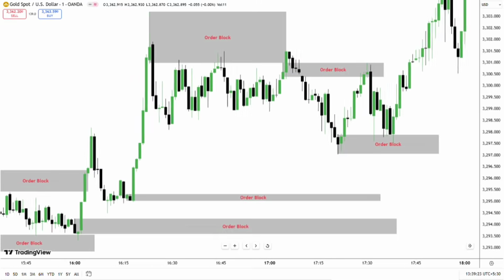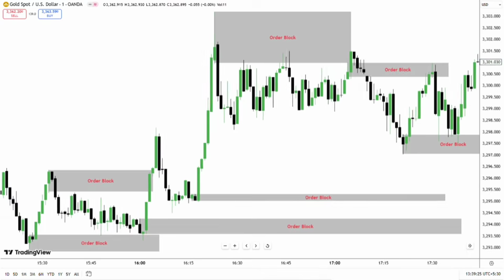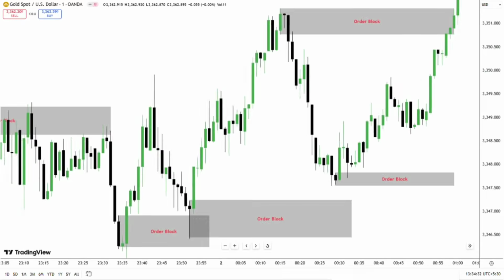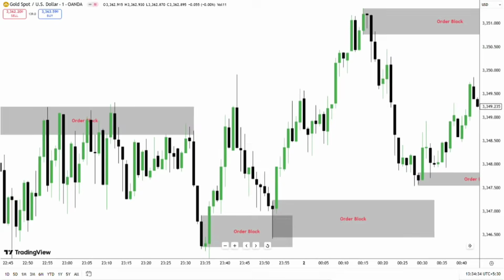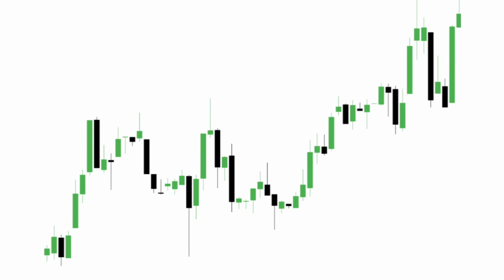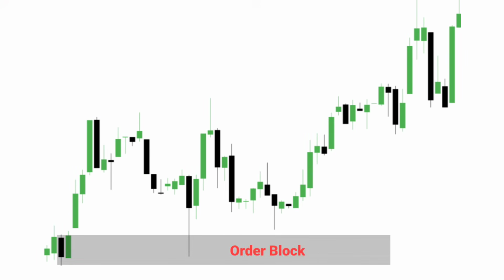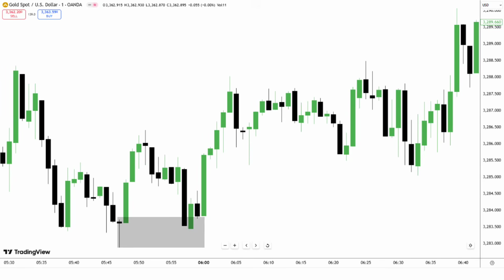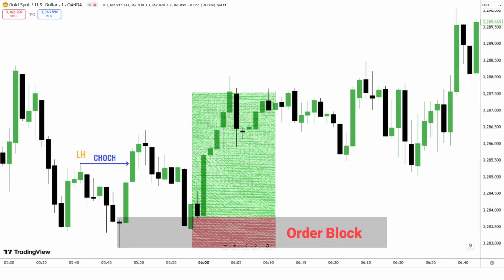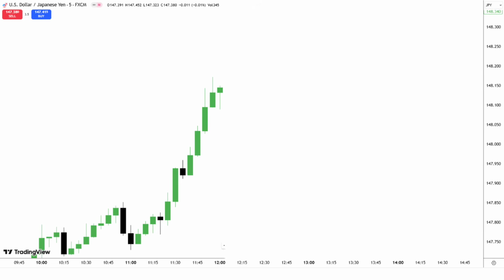Second, don't mark every opposite candle as an order block. Be selective. Only choose the ones that come before powerful breakouts. Third, always wait for confirmation. Don't just enter blindly when price returns to the zone. Fourth, don't ignore structure. If the price hasn't broken a key high or low after the order block, then it's not a strong signal.